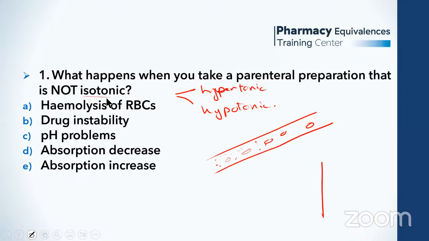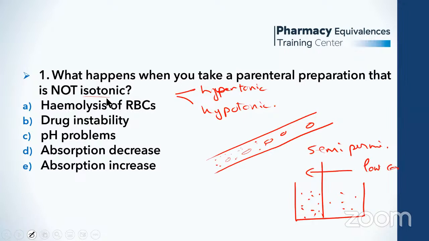Here we have two different solutions. In between there is a semi-permeable membrane. So the flow of water or fluids from which side to which side? From higher concentration to low concentration or the opposite? The flow here will be from low concentration to high concentration. Okay, this is the flow of the fluids.